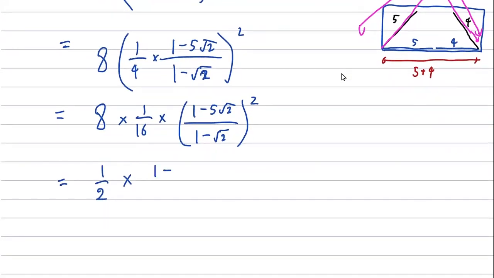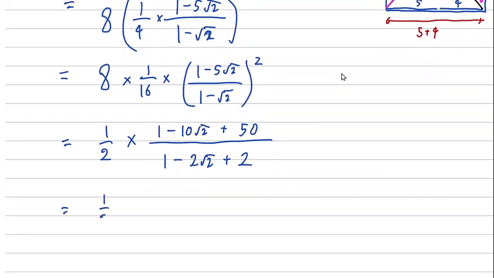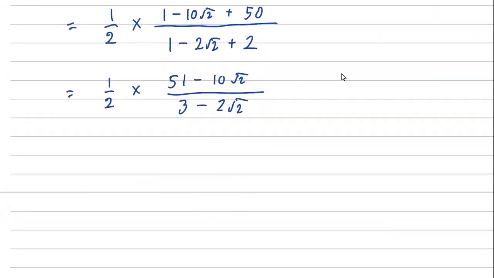So 1 minus 2 times 1 times 5 root 2 is 10 root 2, plus 5 root 2 squared is 25 times 2, which is 50. Divide by 1 minus root 2 squared. So 1 squared minus 2 times 1 times root 2 plus root 2 squared is 2. Simplify. 1/2 multiplied by 51 minus 10 root 2 divided by 3 minus 2 root 2. Clear so far? Okay. What do you need to do next?